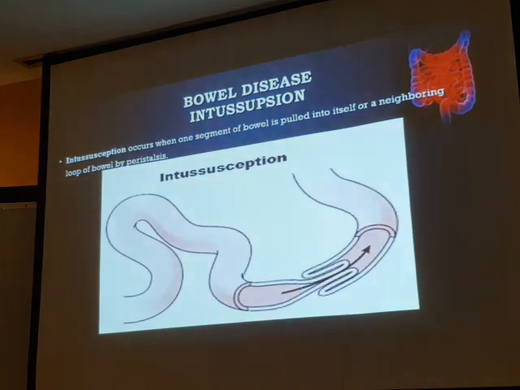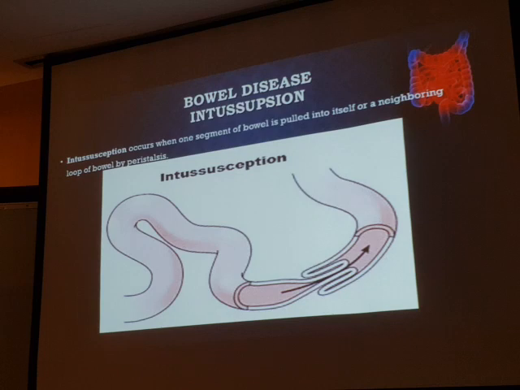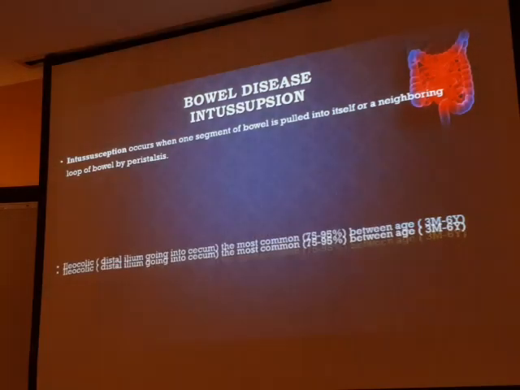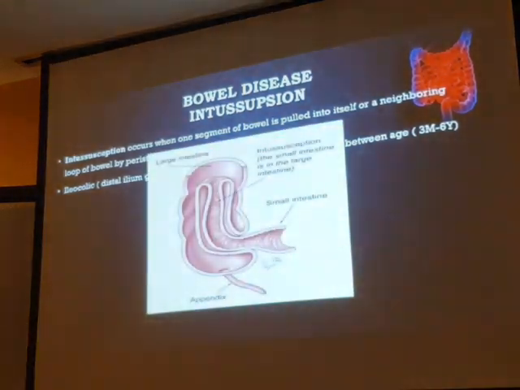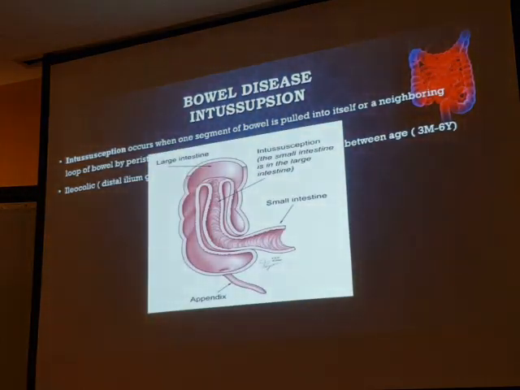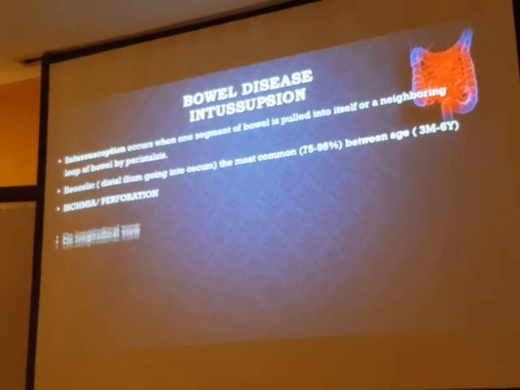It's a very sad case. As you can see here, it could be a small loop going inside another, or a large loop inside a small loop, which is very common. Ileocolic intussusception is when the distal ileum goes into the cecum, which is the most common type. This is the cecum, with a larger diameter, and this is the small intestine going inside. As I said, it's a very urgent case. It leads to ischemia and perforation, and it should be responded to very quickly.